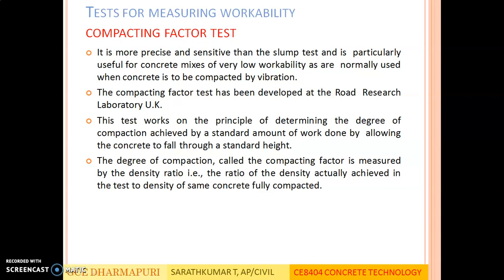This test works on the principle of determining the degree of compaction achieved by a standard amount of work done by allowing the concrete to fall through a standard height. The degree of compaction, called the compacting factor, is measured by the density ratio, that is, the ratio of the density actually achieved in the test to the density of the same concrete fully compacted.